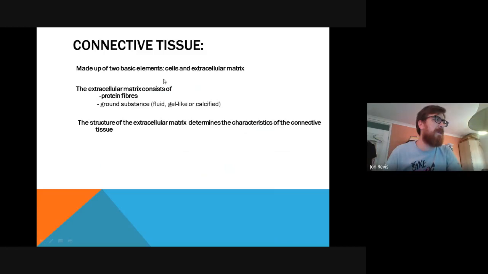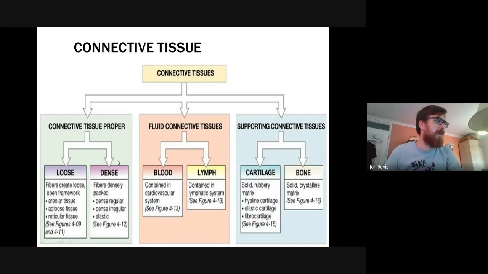Connective tissue is made up of an extracellular matrix and some cells, and the matrix is proteins in essence. So they're stretchy fibers, very strong. If you think about what that might be, it could be some kind of adipose tissue, so a bit of fat in there. They're normally quite elastic. Fluid connective tissues might be in the cardiovascular or lymphatic system. And then supporting, we'd have cartilage, and bone actually comes within this.